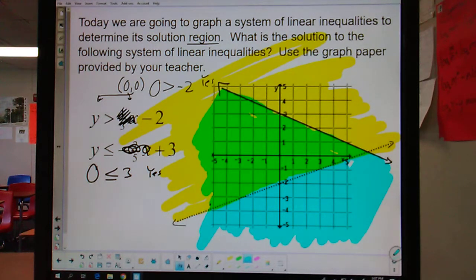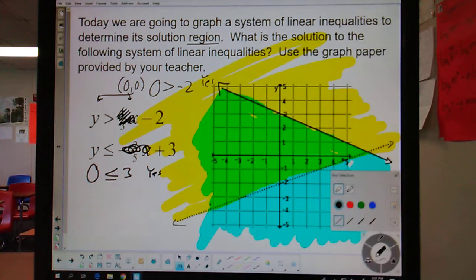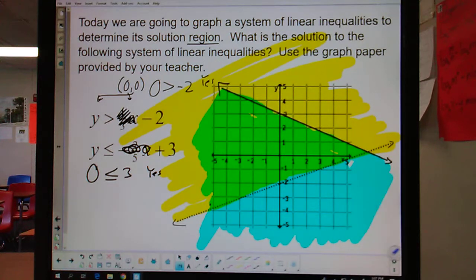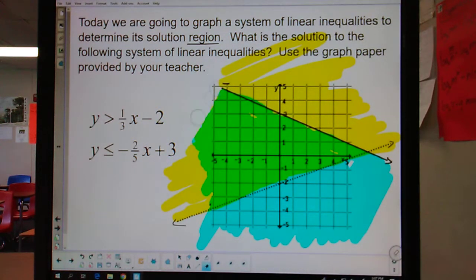Okay, the green region is the solution region. Now, just to prove my point here, let me get a new pen. Okay, we'll do a blue color there. Here's my proof of why this is a solution region. You can pick any point in here. I'll pick -2, +3, okay? -2, +3 is in the solution region.